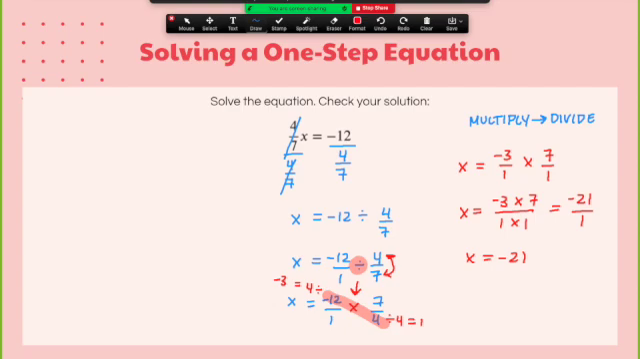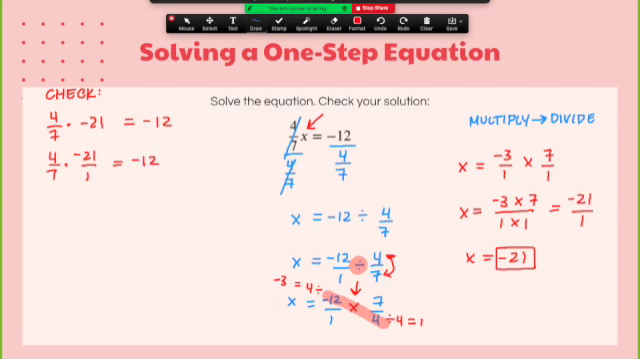Okay? And so if we want to check our solution, we can always plug this negative 21 back into our x value here. So if we have 4 over 7, and remember, this is just checking our answer, and we're multiplying by negative 21, we should get the answer negative 12. So if I change this into a fraction, the whole number negative 21 will turn into negative 21 over 1. That equals negative 12.